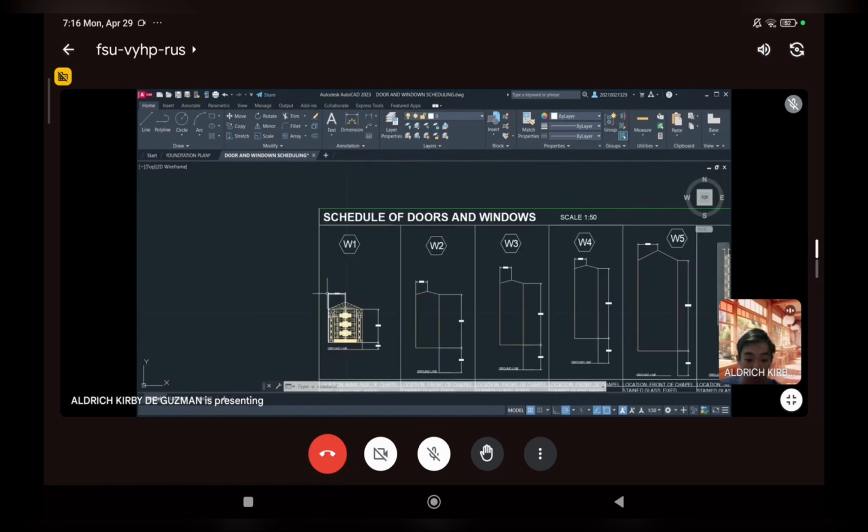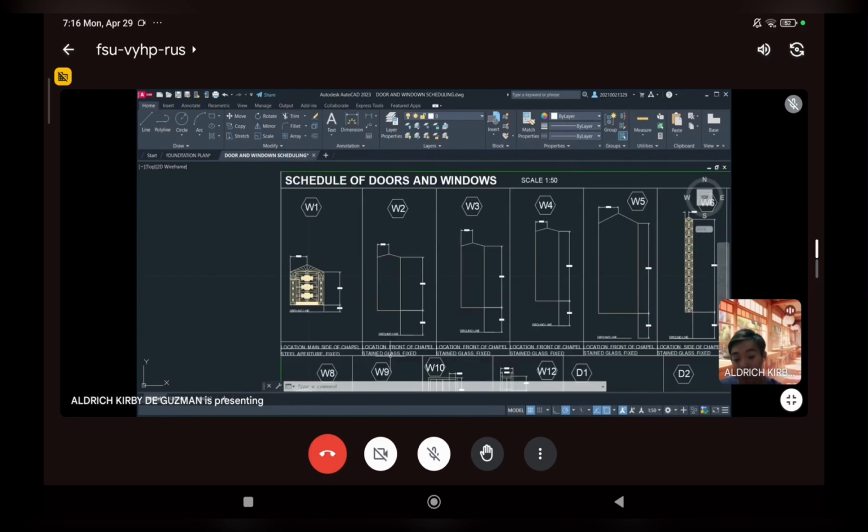So for window 2, it is a stained glass that is fixed in front of the chapel, and there's actually four types of stained glass that can be found in the front of the chapel, which is also the same for window 3, 4, and 5. So window 5 is the main window that can be found in the center of the chapel, while window 4, 3, and 2 can be found right beside window 5.